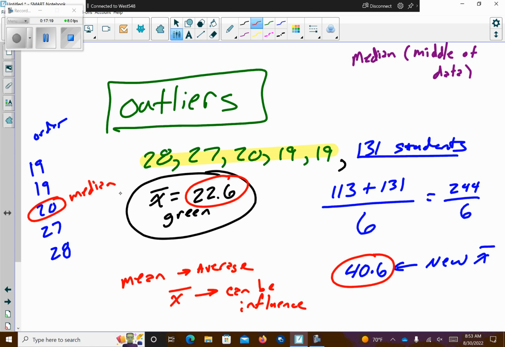Okay, so if you look at my original mean, what's my original mean? 22.6, right? What's my median? 20. Okay, so they're relatively close as far as numbers go. Okay, now if I take and I add one more piece of data to this, I'm going to add my 131. What I would then do in this case, because I have 6 classes, so my median is going to be my 2 middle numbers added together, which is 47. And then I'm going to take the average of those 2 numbers. So 47 divided by 2 is 23.5.